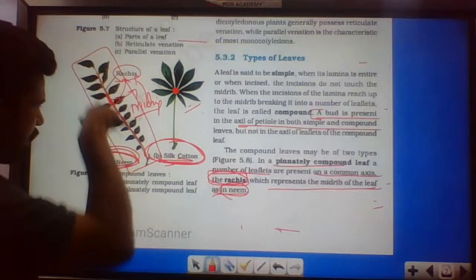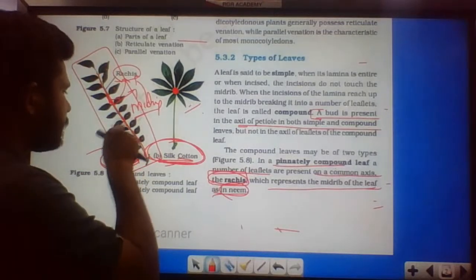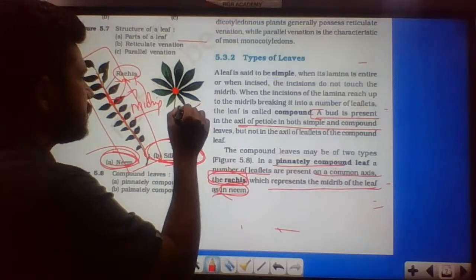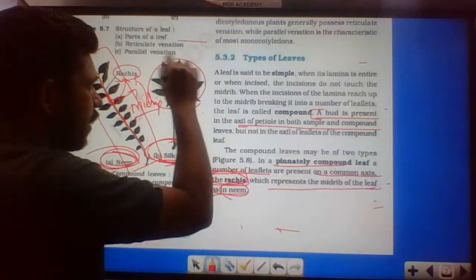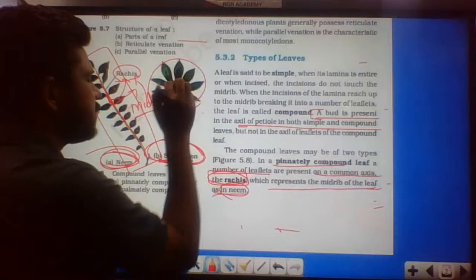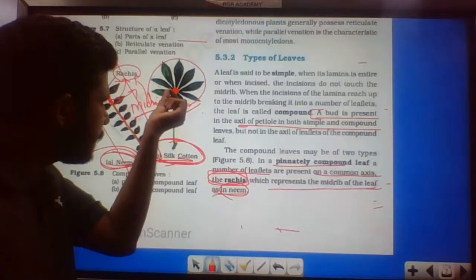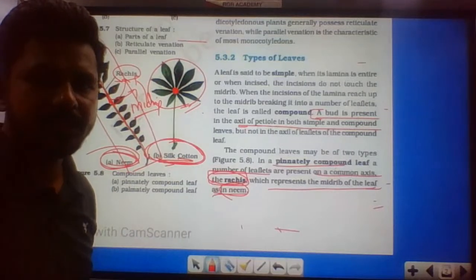Okay, there are common branches, but there is a difference between pinnately and palmately compound. So in these types of leaves, all the leaflets originate from the middle of the midrib.